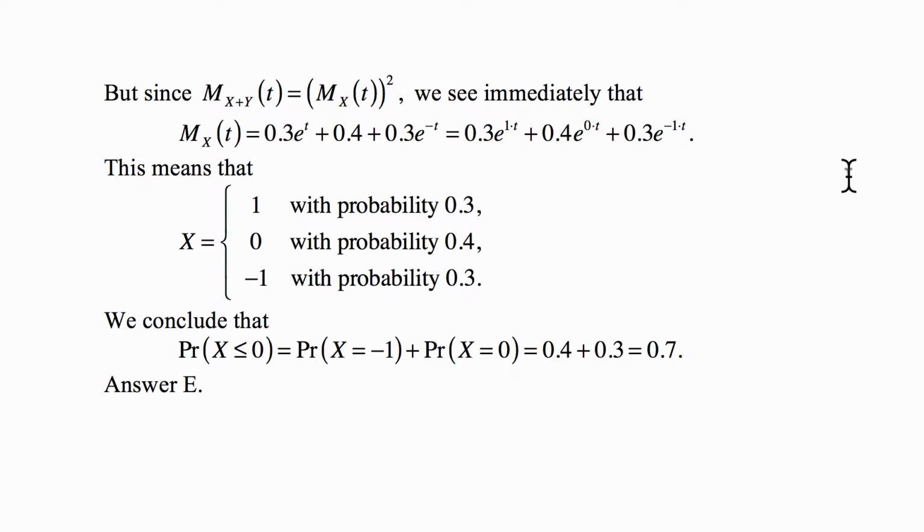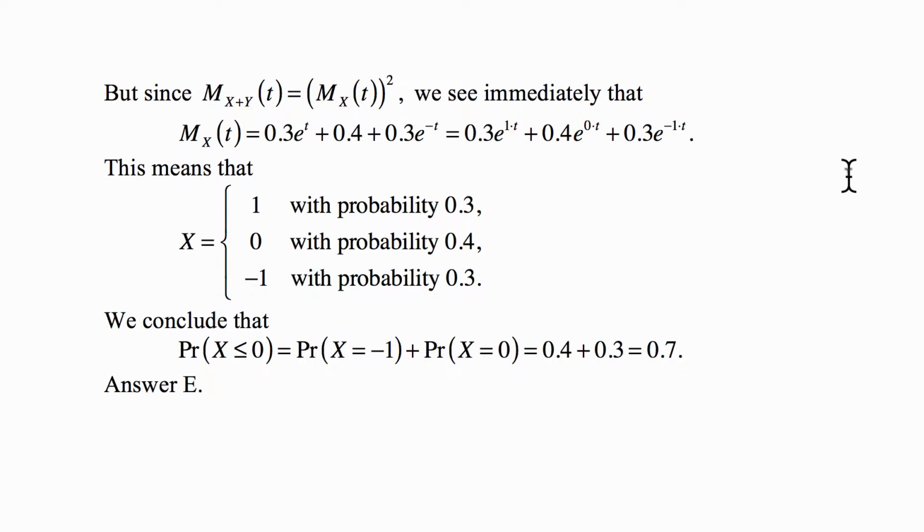But because we know that it's a square of the moment-generating function of x, this expression that we just found has to be m sub x of t. So m sub x of t is equal to 0.3 e to the t plus 0.4 plus 0.3 e to the minus t. And then we write it as 0.3 e to the 1 times t plus 0.4 e to the 0 times t plus 0.3 times e to the minus 1 times t.